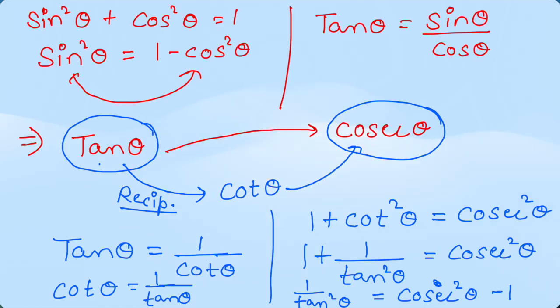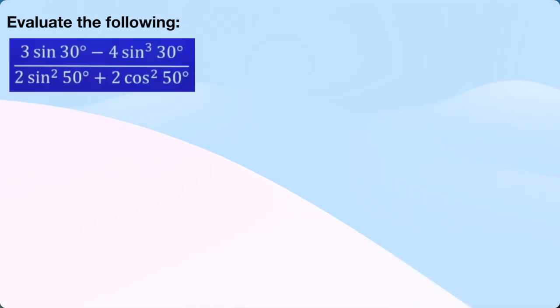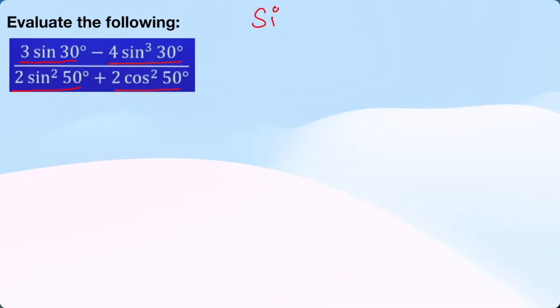So what we have learned here is that one trigonometric ratio can be easily converted into another one if we know all these identities. Now see the question. The question is 3 sine 30 degree minus 4 sine cube 30 degree, and it is sine square 50, but we don't know. Okay, 30 degree we know, sine 30 is 1 by 2. This I know, I can just directly put the value.